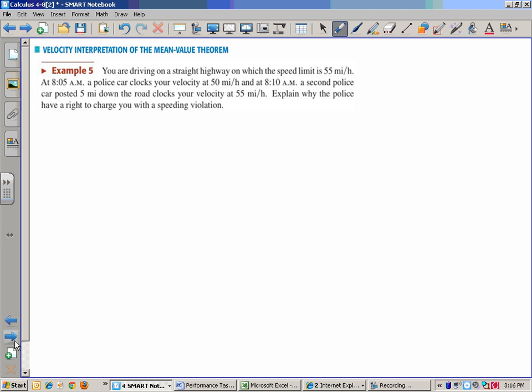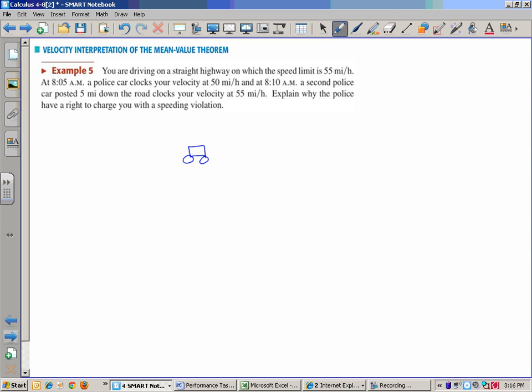All right, so now if we use the velocity and relate this back to section 4.6: you're driving on a straight highway in which the speed limit is 55 miles per hour. At 8:05, a police car clocks your velocity at 50 miles per hour. At 8:10, a second police car posted 5 miles down the road.